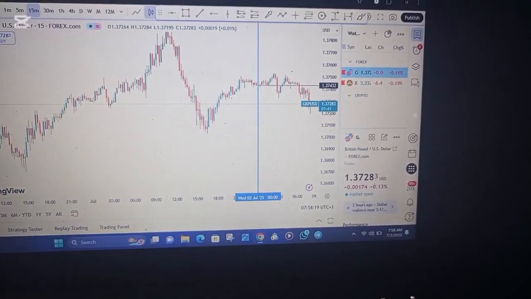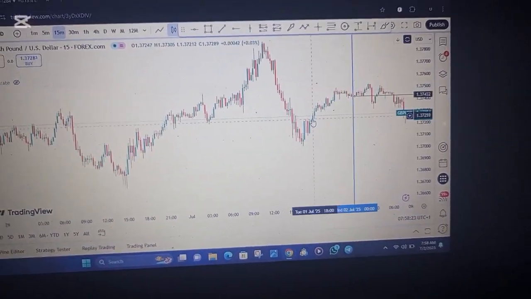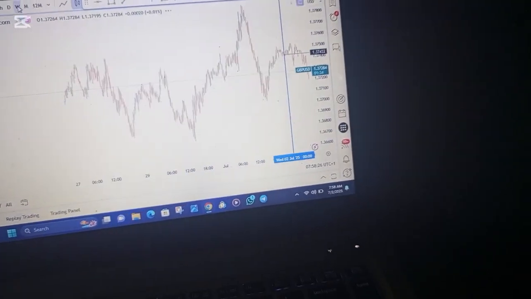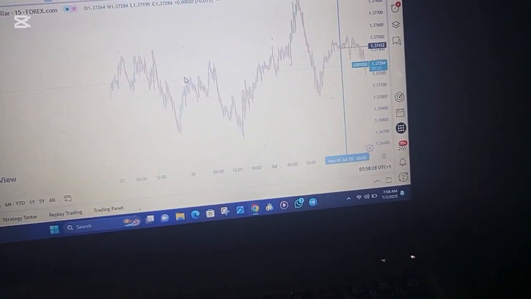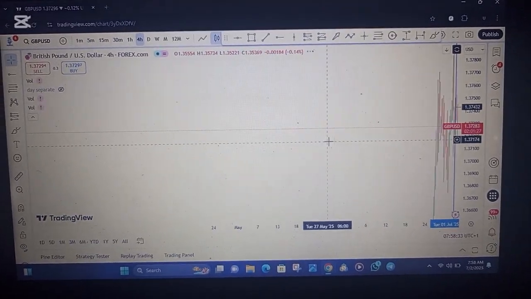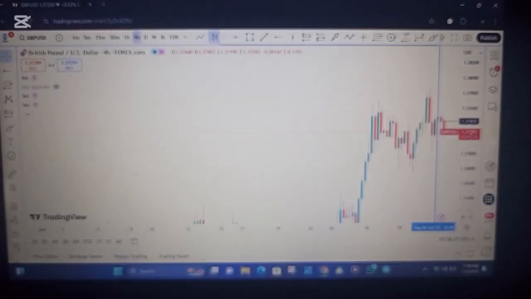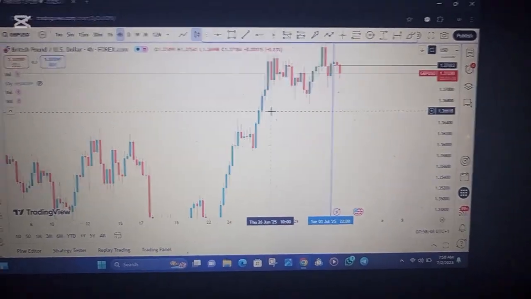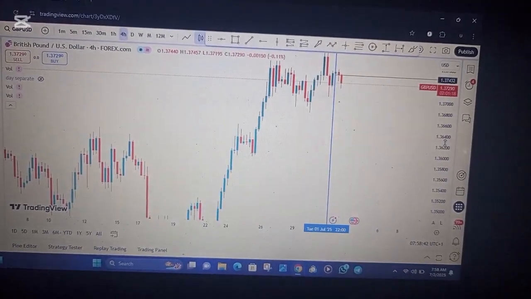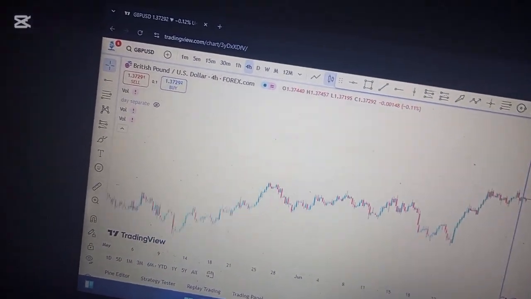So what else do I do after putting out the psychological levels, which you do, and I won't do that for now, so you do that in your own chart. I go on to the 4-hour time frame. Here I have to put my trend line and then know the psychology. I will know the trend, the overall trend of the market.